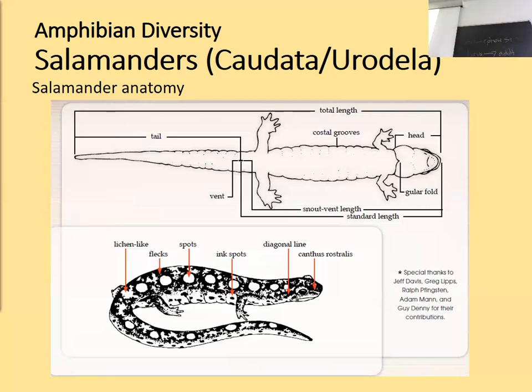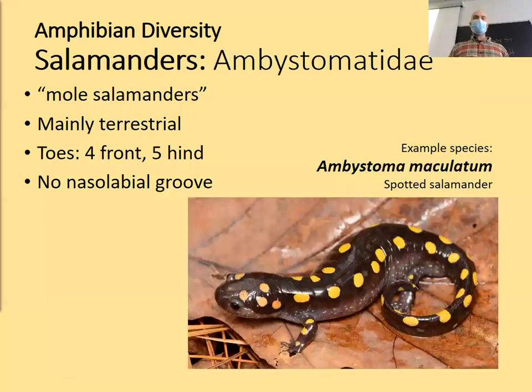We also have a diagram here that shows you some of the coloration on a salamander. I don't want to get into this in too much detail, but it's some vocabulary of how we describe the colors of these guys. We have what's called ink spots, which are these little dots along the belly here. Big spots are self-explanatory. And then you see flecks of color. I just wanted to show it to you because you're going to see that come up when we look at some field guides and diagrams. I just noticed special thanks to Jeff Davis and Greg Lips. That's funny.